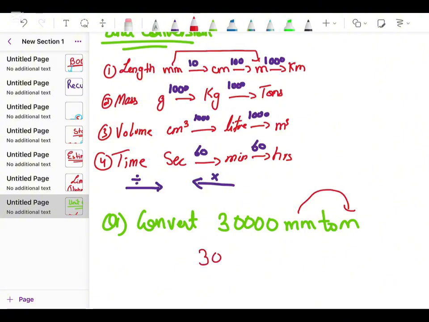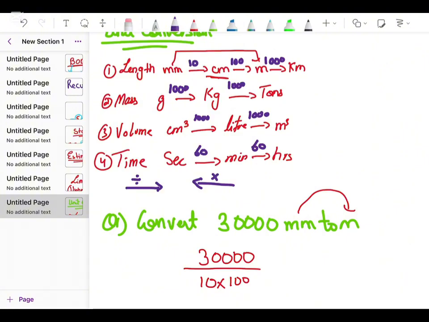The value is 30,000 divided by, so you can see that to convert millimeter to meter we have centimeter between these two units. So millimeter to centimeter means you have to divide by 10, and then centimeter to meter means divide by 100. So I will write 100. That's why I write 10 multiplied by 100 in division, because when we move forward we have to divide. First millimeter to centimeter divide by 10, then centimeter to meter divide by 100.